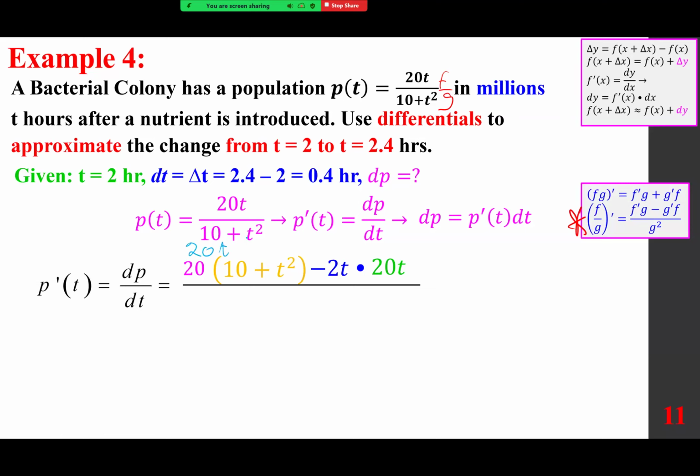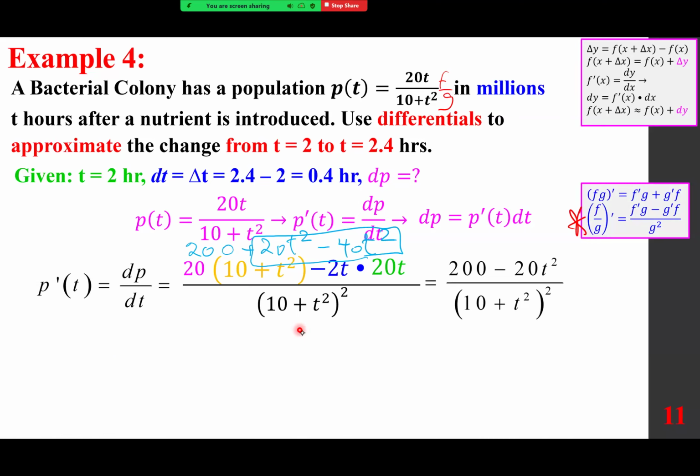Let's distribute 200 plus 20t squared minus 40t squared, and we can combine these two. And by the way, the bottom, 10 plus t squared quantity squared, I think I mentioned that, so the denominator is squared. I'll simplify the numerator, and this is what you get.